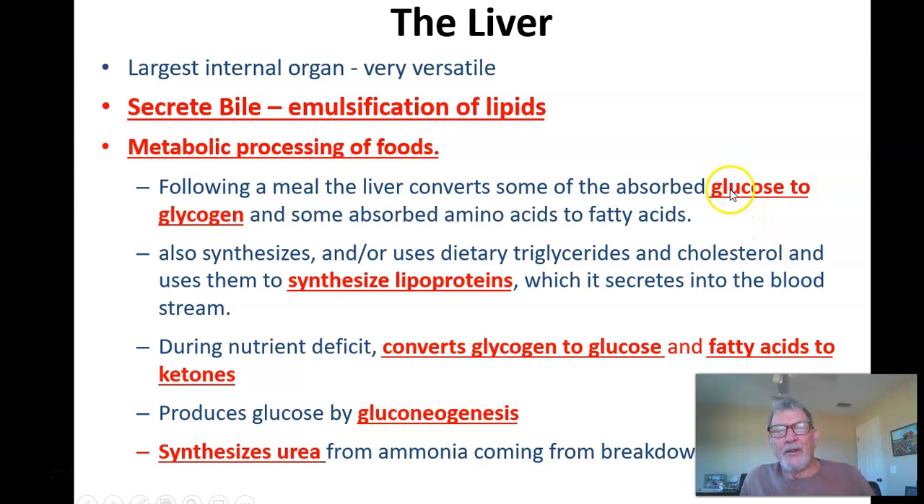We also know the liver takes glucose and converts it to glycogen and then can release it back into the blood as needed. It synthesizes your lipoproteins, HDLs, LDLs, converts glycogen into glucose to raise your blood sugar. It can take fatty acids and turn them into ketones if you're so low on glucose that you need something else to survive on. It produces glucose through gluconeogenesis, synthesizes urea. Ammonia is very harmful to your body, so it converts it into urea. You can pee it out.